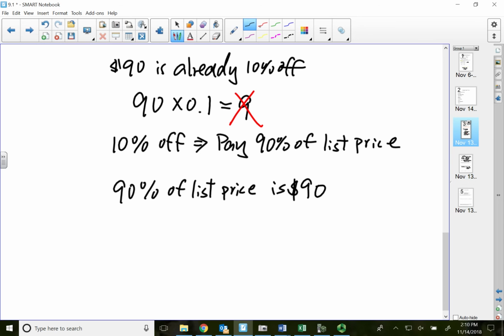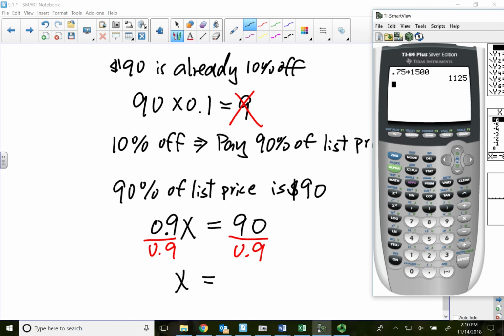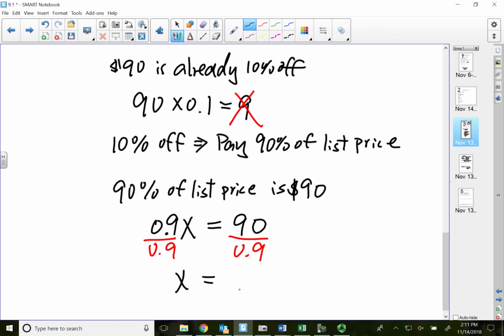So 90% is 0.9. Of the list price means times X. Is means equal. 90% of the list price is what I'm paying, $90. So to get X by itself, all I need to do is divide both sides by 0.9. Therefore, the list price, whatever this price was originally, got to be 90 divided by 0.9, which is $100. So the original price was $100.